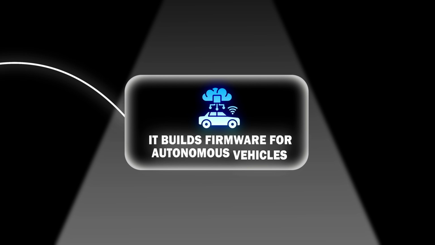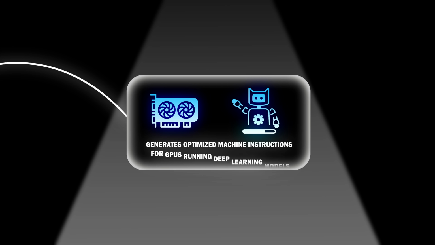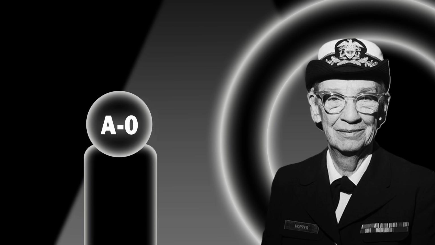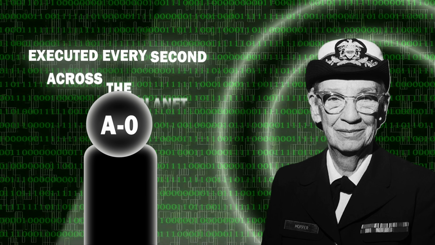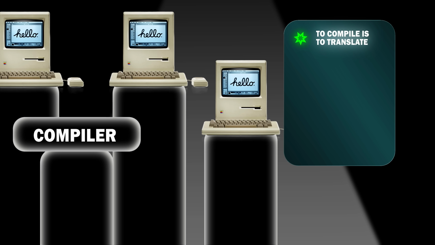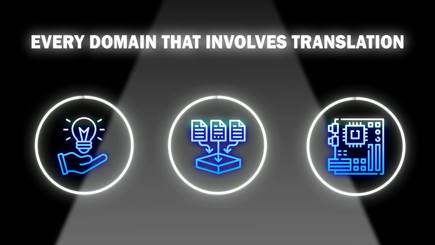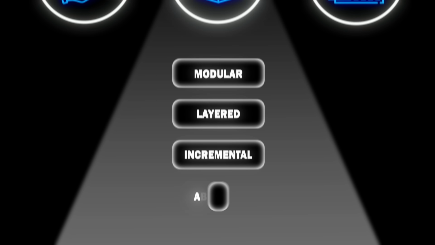Today, the compiler's reach extends beyond software. It builds firmware for autonomous vehicles, configures neural networks, and generates optimized machine instructions for GPUs running deep learning models. The same ideas that powered Hopper's A0 now govern billions of lines of code executed every second across the planet. And in a quiet way, the compiler has become the central metaphor of computing itself. To compile is to translate, but also to compress, to take something complex and render it precise. Every domain that involves translation between ideas, data, or hardware has adopted compiler-like thinking: modular, layered, incremental, and abstract.